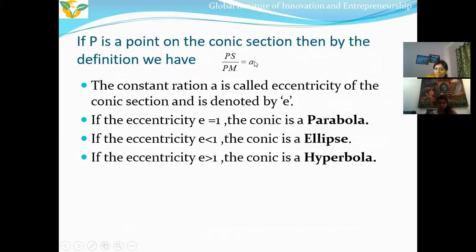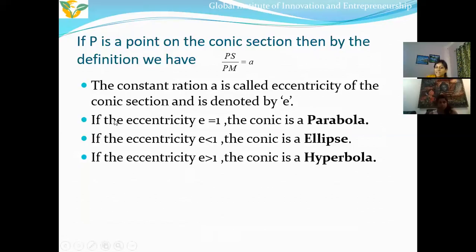Suppose this value E becomes 1, or it is less than 1, or it is greater than 1. Usually we take the values 0, +1 and -1 in general. But here we are dealing only with E equal to 1, less than 1, as well as greater than 1.